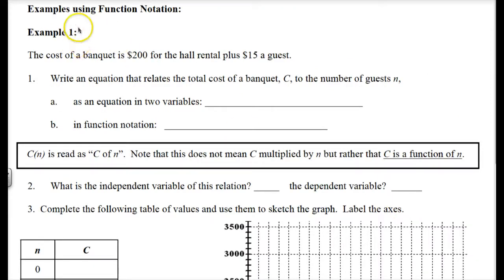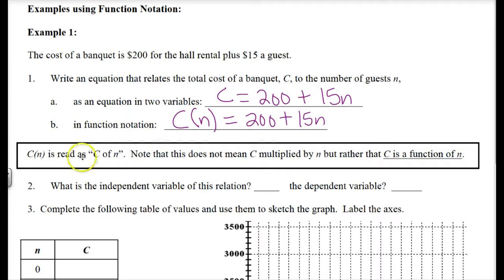Examples using function notation. The cost of a banquet is $200 for the hall rental plus $15 a guest. Write an equation that relates the total cost of the banquet to the number of guests. So as an equation, we just write cost is equal to 200 plus 15n. In function notation, we write the cost as a function of the number of guests is equal to 200 plus 15n. C of n is read as C of n, although sometimes it's read C at n.